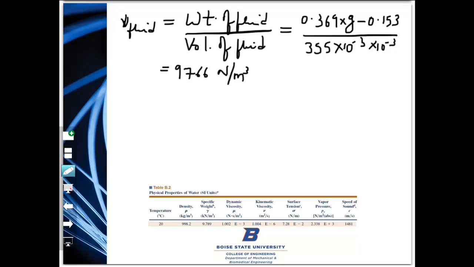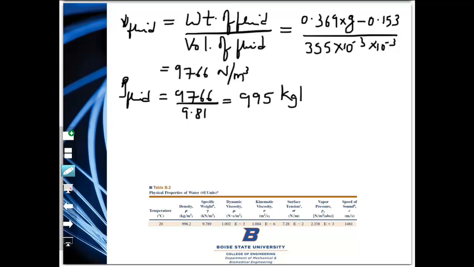Okay. So once you know the specific weight, you can just list it, since that's your answer. And you're also asked to find the density of the fluid at this point. Since you know the specific weight, the density would be the specific weight over the acceleration due to gravity. In SI units, it would be 995 kilograms per meter cube.